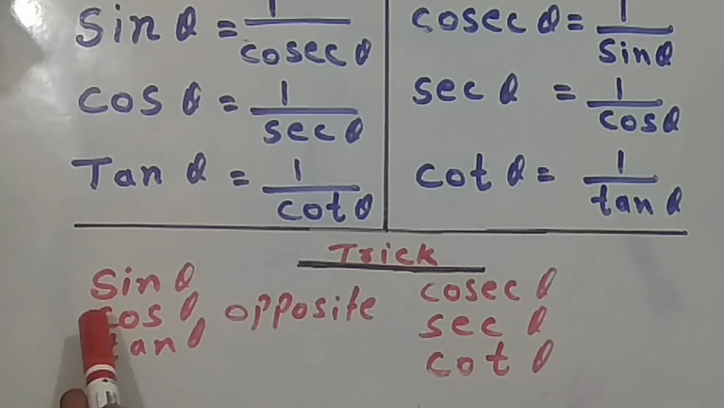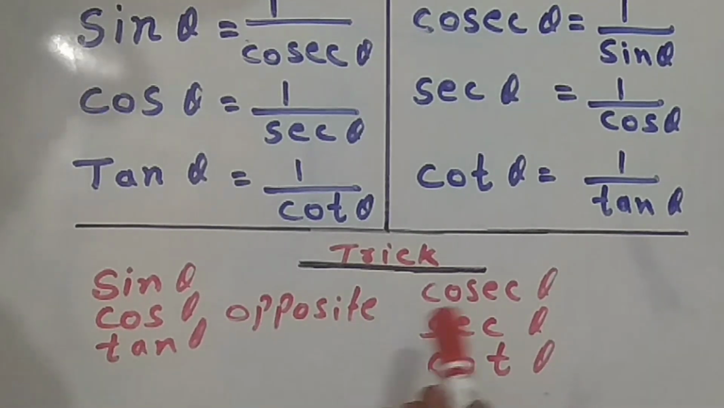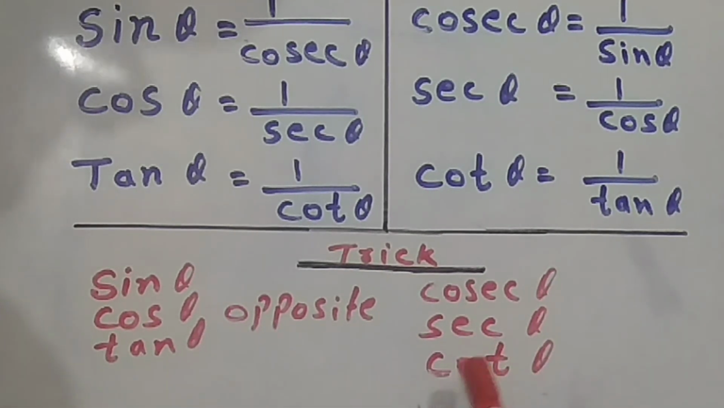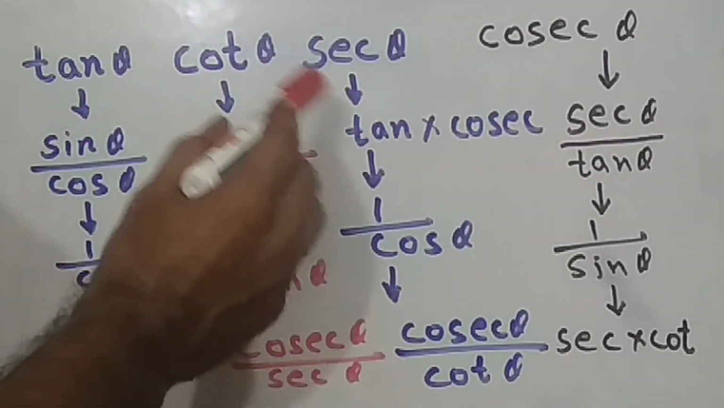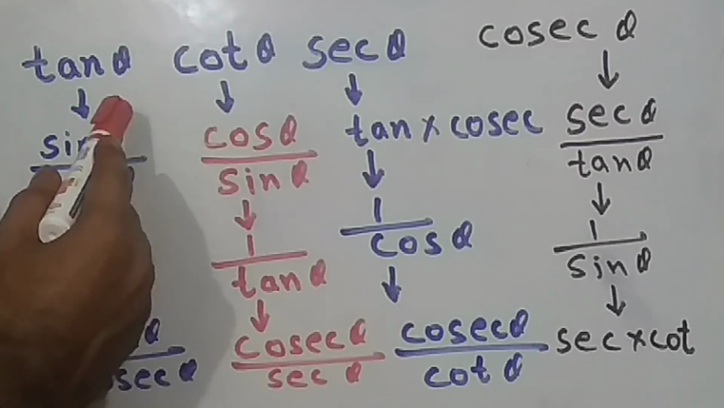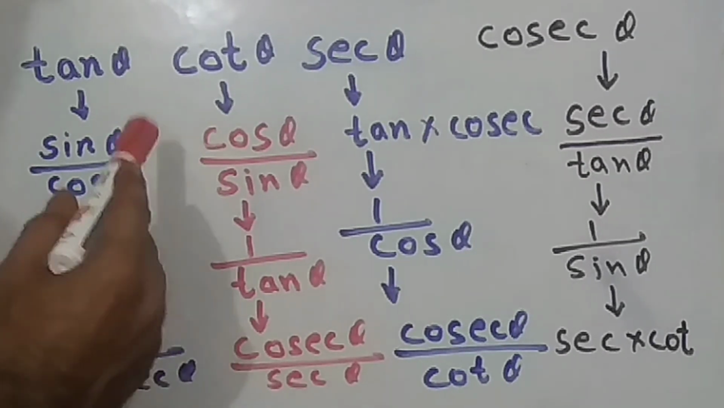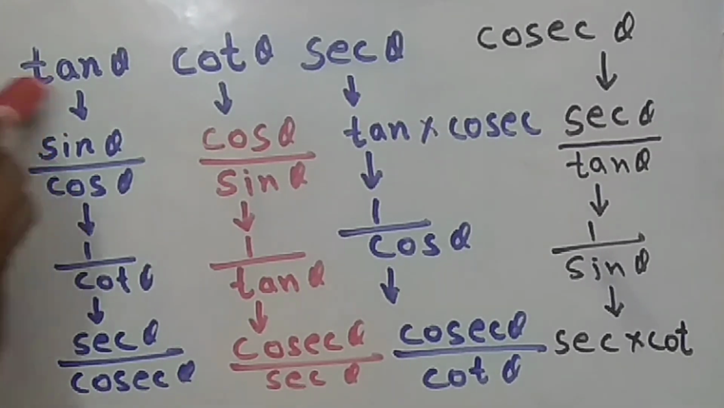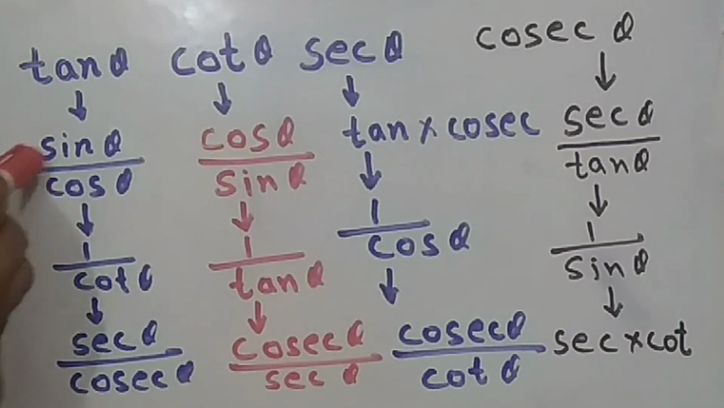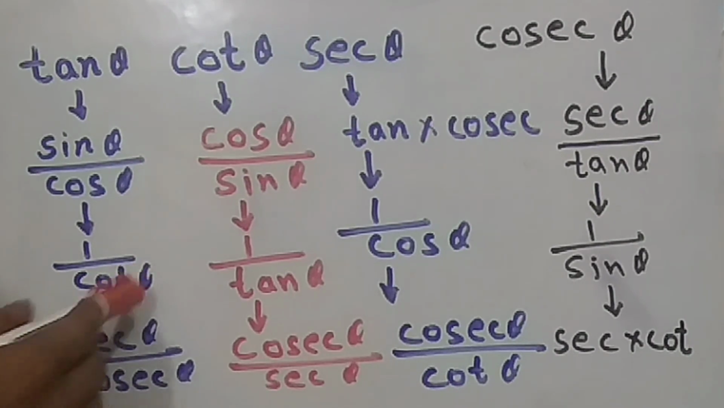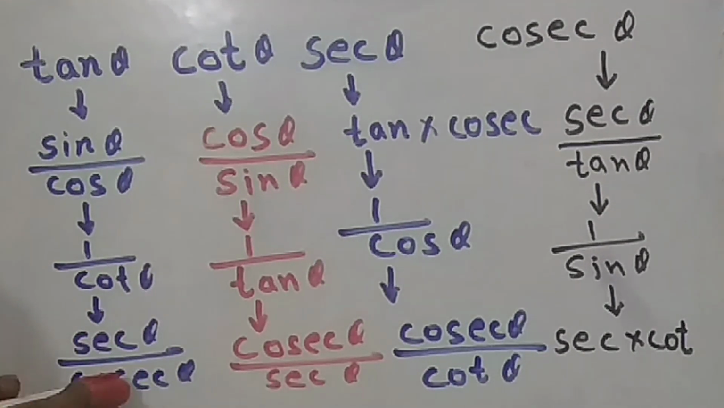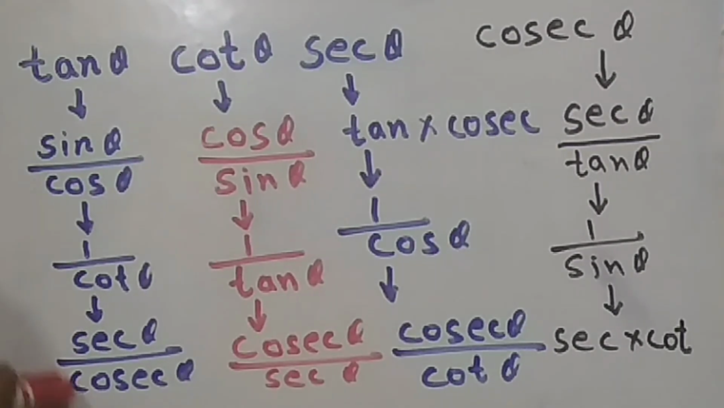Trick: sine theta, cos theta, tan theta are opposites of cosec theta, sec theta and cot theta. These are very important identities of trigonometry for class 9th and 10th. Tan theta is equal to sine upon cos theta is equal to 1 upon cot theta is equal to sec upon cosec theta. You should learn these identities.